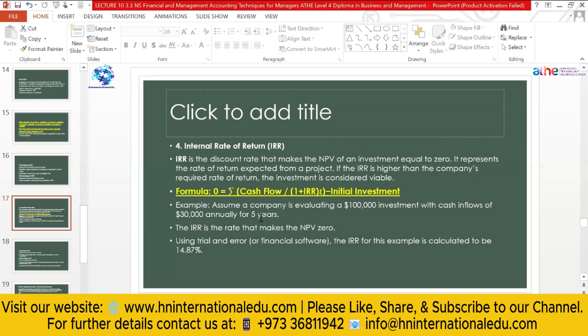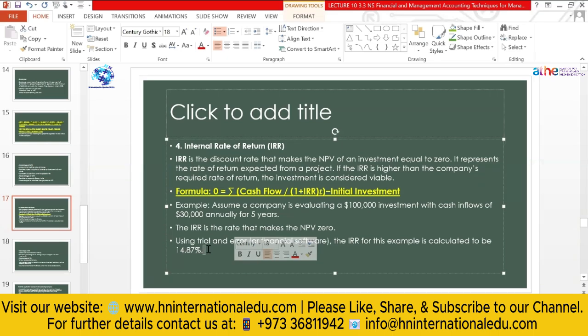Because you cannot do it on your own. You have to use software for this. And then you just get a percentage. That is 14.87%. When the IRR is 14.87%, then we can consider the NPV to be zero, because that is the requirement of the business. This is why we're doing the calculation.